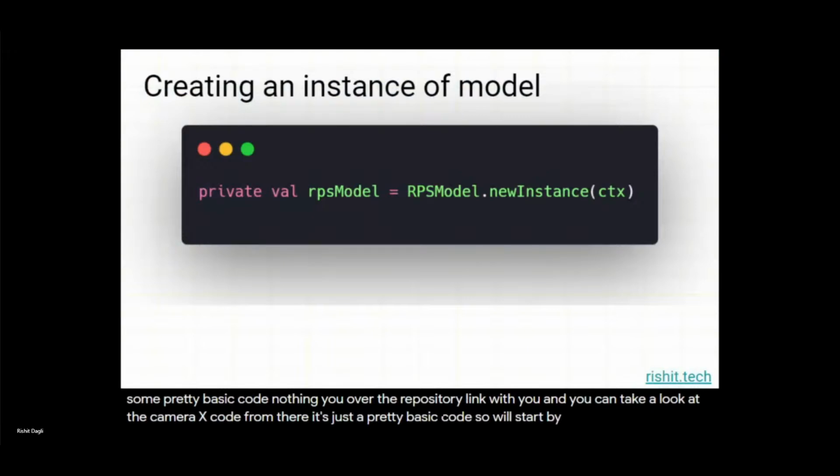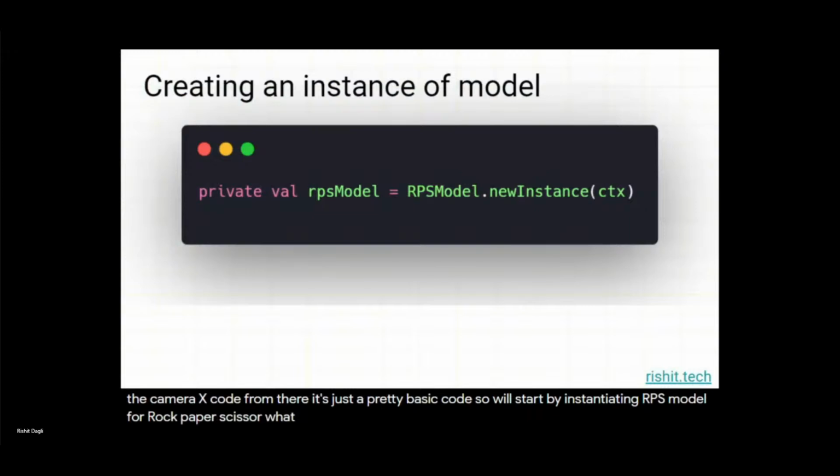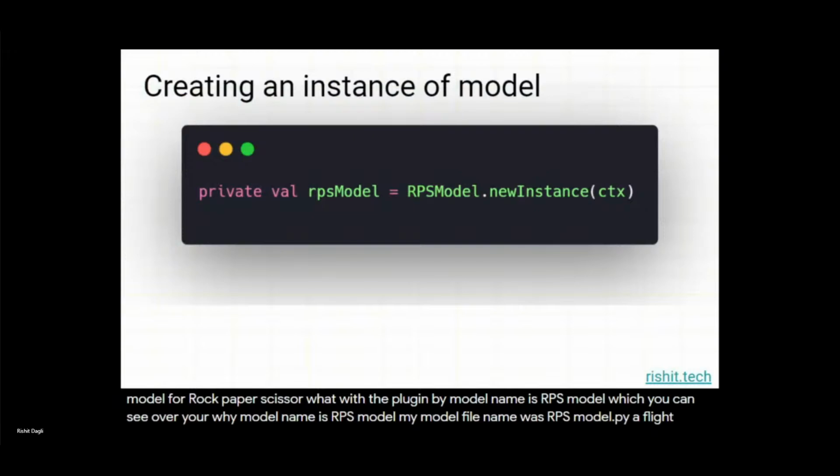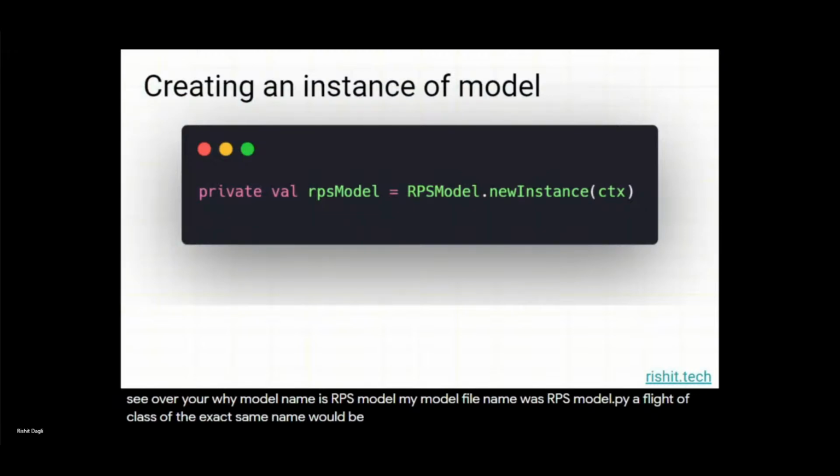We'll start by instantiating an RPS model, or a rock, paper, scissors model. With the plugin, my model name is RPS model, which you can see over here. My model file name was rps model.tflite, so a class of the exact same name would be made for me by the model binding plugin. Since my model file name was rps model.tflite, I have a class called RPS model.